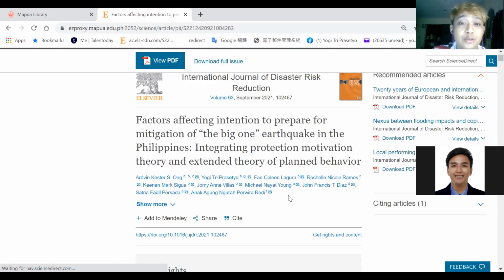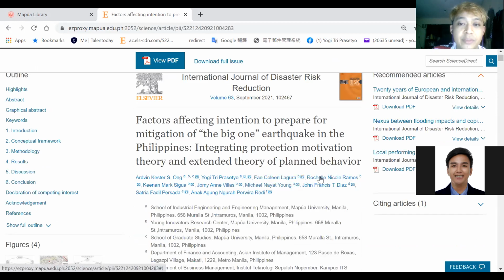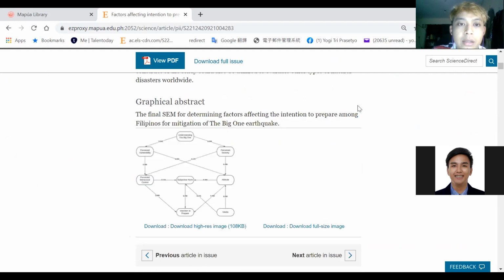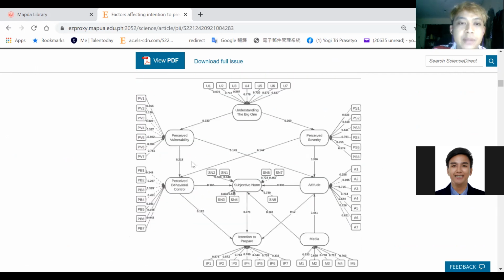Anyway, these are the senior high school students, 1, 2, 3, 4. So these 4 are from the senior high school of Mapua. Look at that one, young innovators. So this is actually the affiliation of the senior high school.